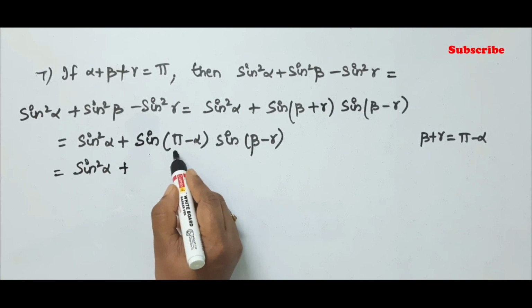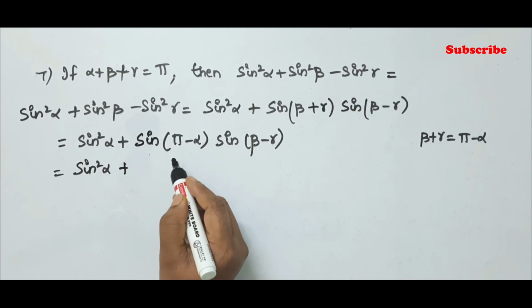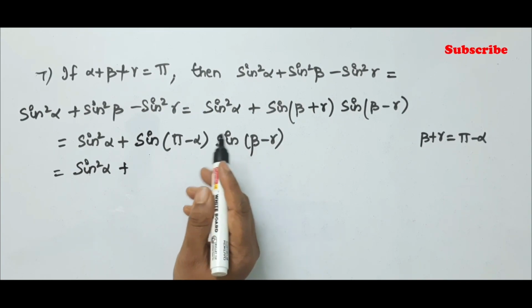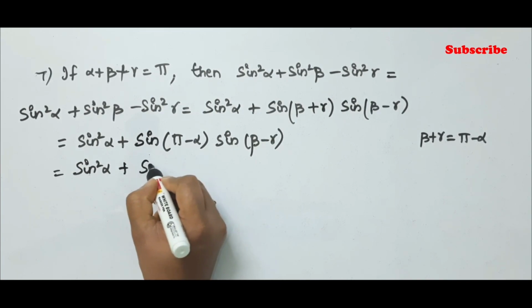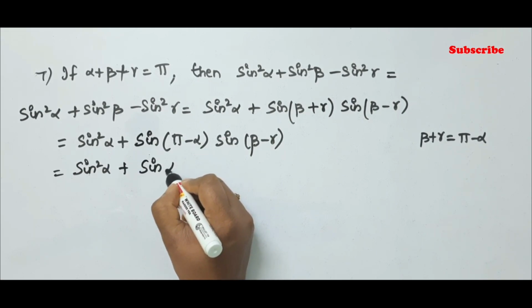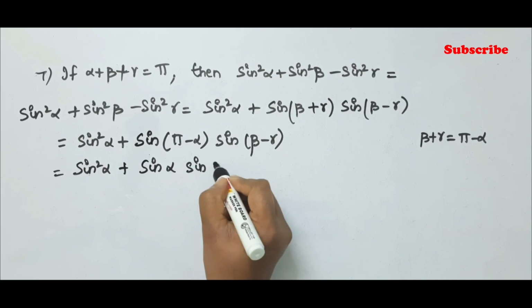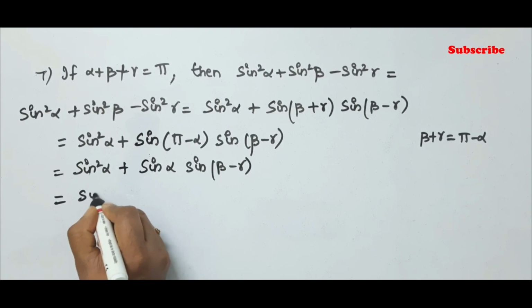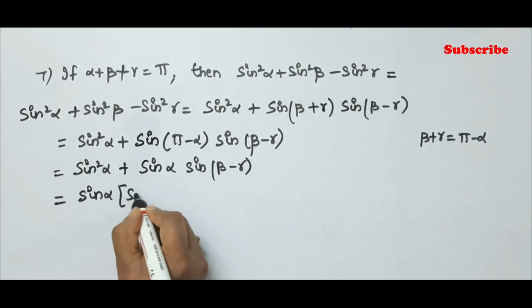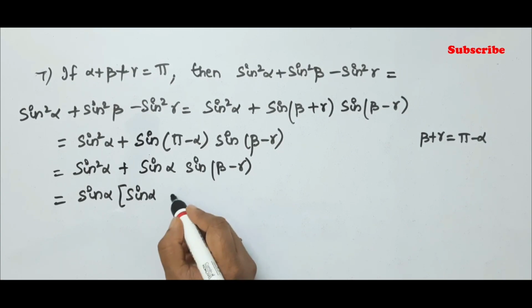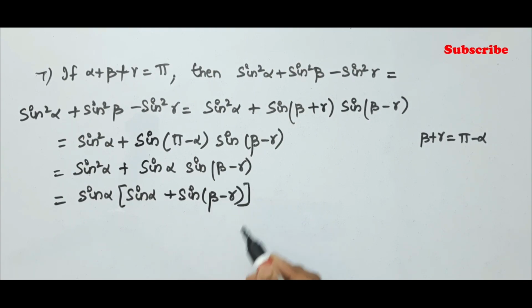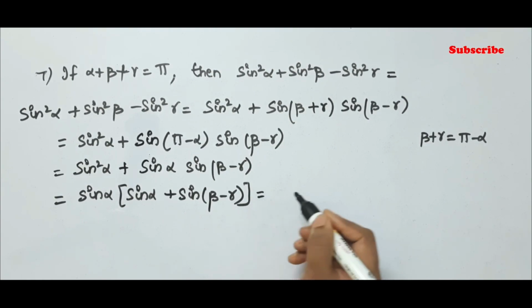Sin of 180 minus theta will be in the second quadrant. In the second quadrant, sin and cosecant will be positive and remaining all will be negative, which means this will be positive. So sin alpha sin of beta minus gamma. Now bring sin alpha common. So this becomes sin alpha into sin alpha plus sin of beta minus gamma.